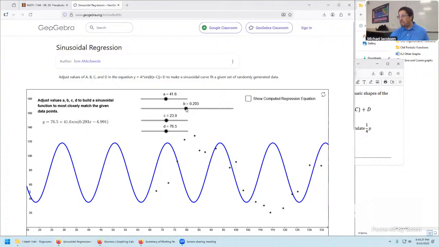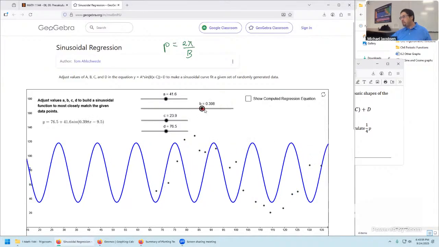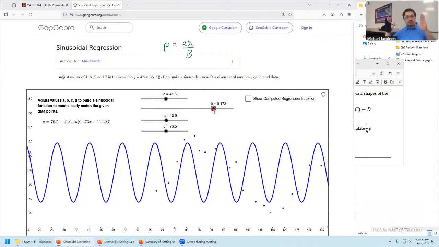Guessing's hard, so while we're thinking about it, let's put down a formula. Period is 2 pi divided by B. And Chen says larger. Let's check that out. So we put a bigger number inside here. In other words, move the slider to the right to make it bigger. The bigger the denominator, the smaller the whole thing is. Let's see what that looks like. So the bigger the number, the smaller the period. Looks like it's compressing it down, almost like an accordion.